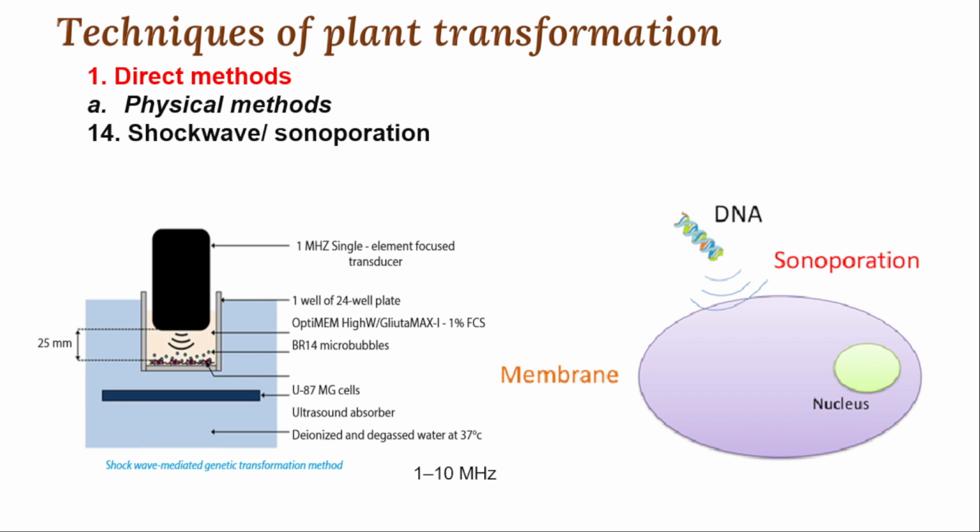Sonoporation means we'll create a sound wave of some megahertz for some seconds. What happens, it will create a micro bubble of vibration. This micro bubble of vibration will create pores on the membrane, and because of that, DNA, whatever desired gene is there, the modified genes with the vector, will enter the cytoplasm, and then that will integrate into the nucleus also, and it forms the transformed cells further.